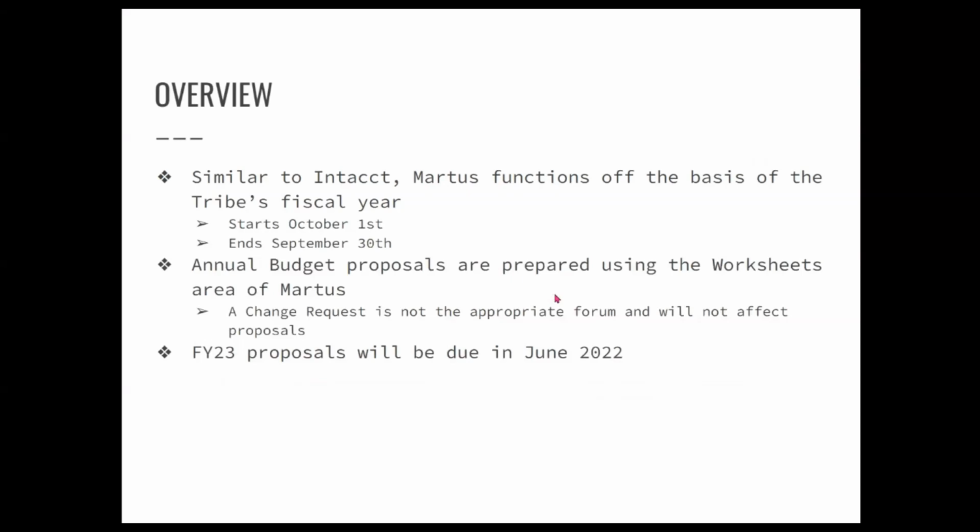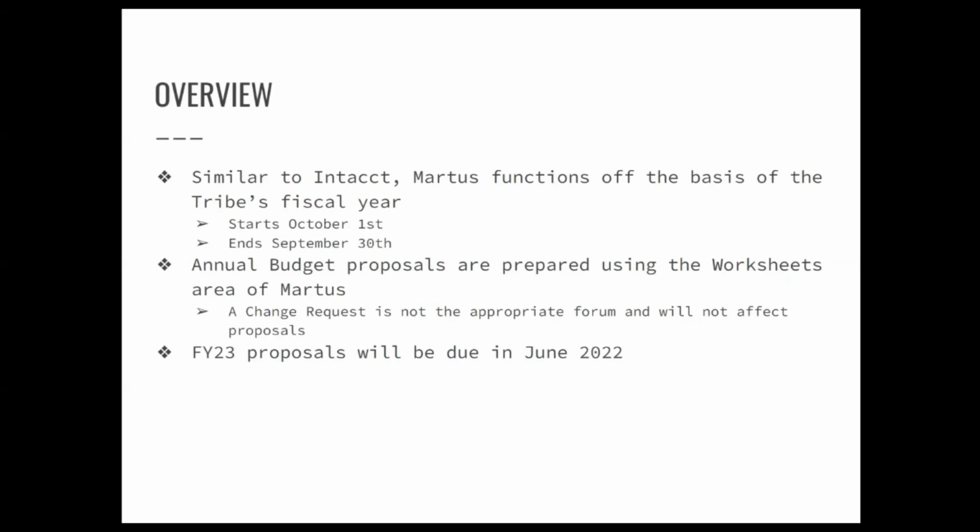In April, a memo went out advising everyone that the proposals are due by June 8th. So next week our proposals will be due. Similar to Intact, Martus functions off the basis of the tribe's fiscal year, starting October 1st, ending September 30th. So even if you have funds that don't work on that same fiscal year, whether it's a calendar year or a completely different type of fiscal year, Martus will only function based on the tribe's fiscal year, October to September.